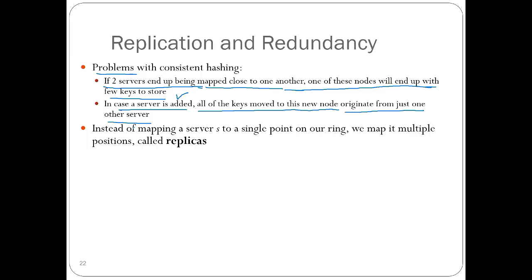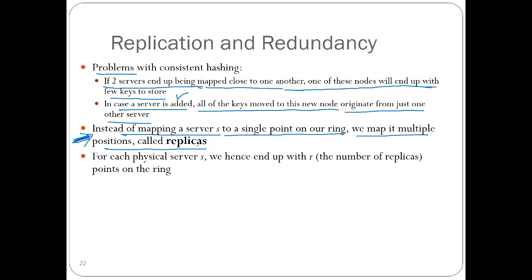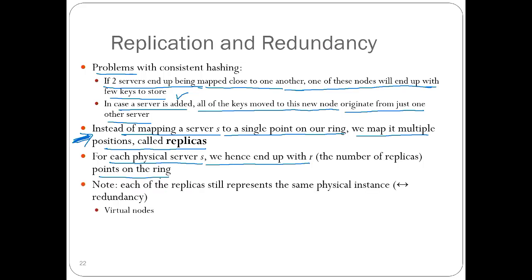So what is done? The solution that people have come up with, which is very interesting actually, is that instead of mapping a server S to a single point on the ring, we map it to multiple positions which are called replicas. Just to ensure that the servers are getting a fair distribution, we will introduce some replicas, and each physical server S will end up with R replicas on the ring. So let's look at it.